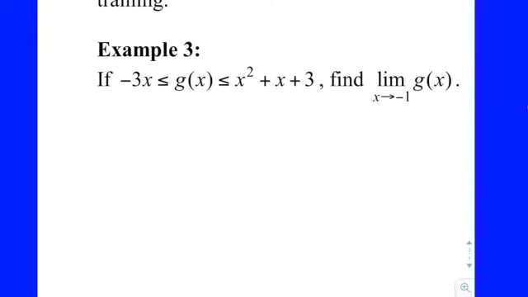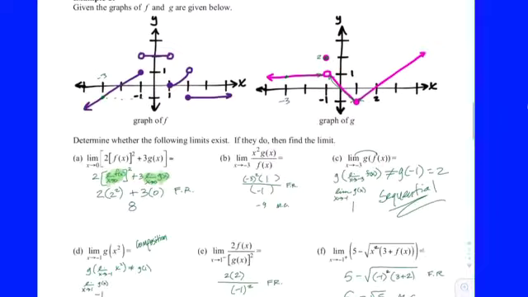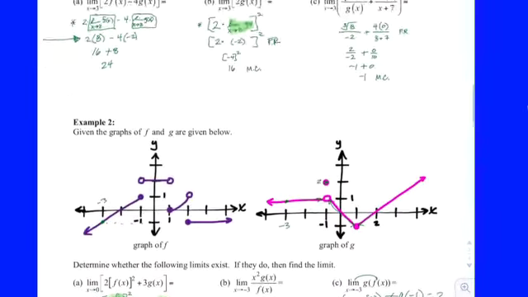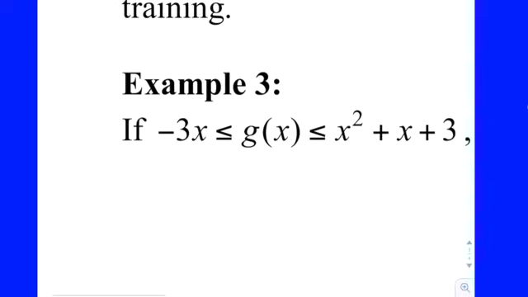It looks like this. If negative 3x is less than or equal to some function g of x, which is less than or equal to that quadratic. If it doesn't say where, you could assume it's for all x, okay? Find the limit as x goes to -1 of g of x. Well, how am I supposed to find the limit as x goes to -1 of g of x if I don't have a graph, I don't have an equation, and I'm not given information like I was up here about it, right? Well, the only thing I know is that g of x is contained between two functions, negative 3x on the bottom and x squared plus x plus 3 on the top.